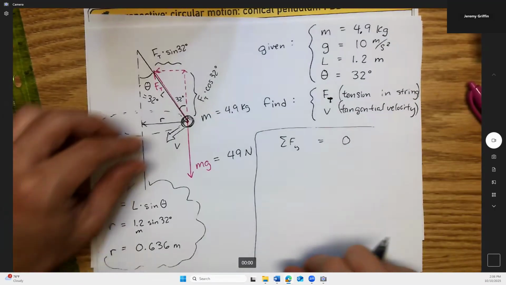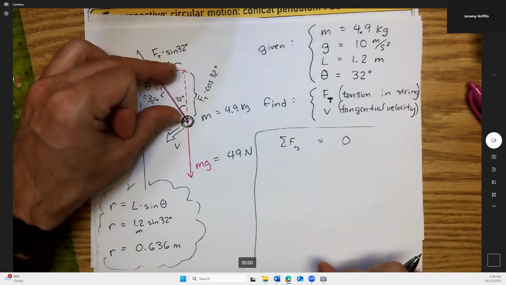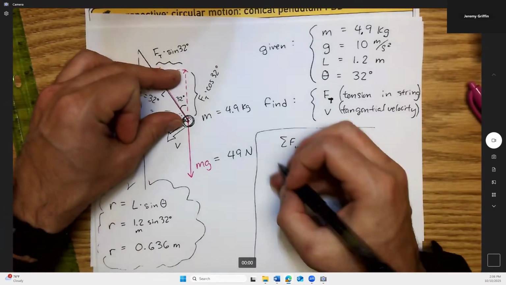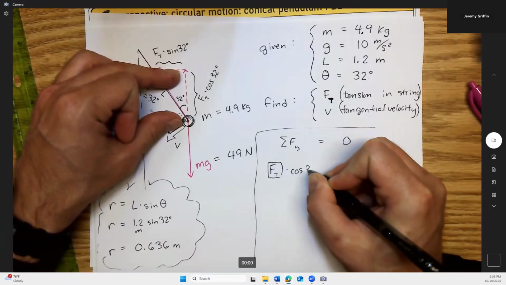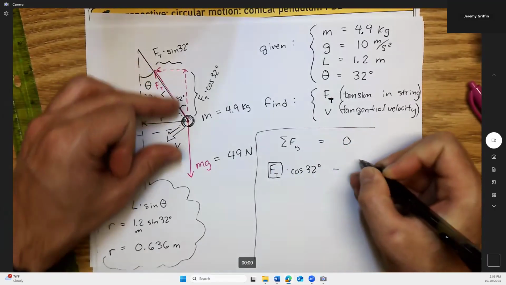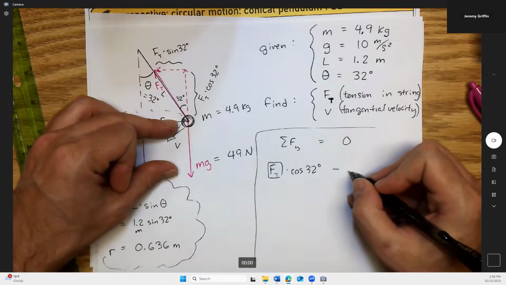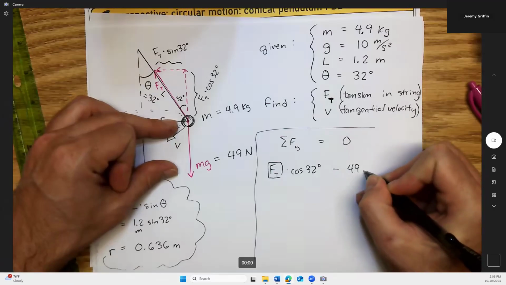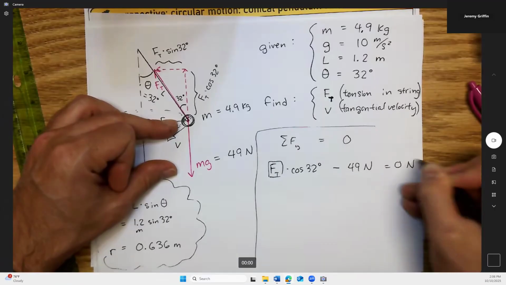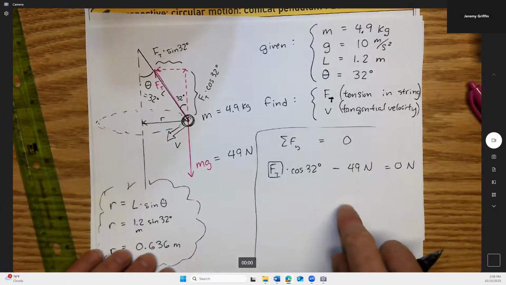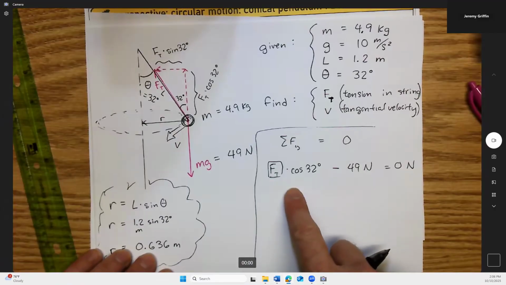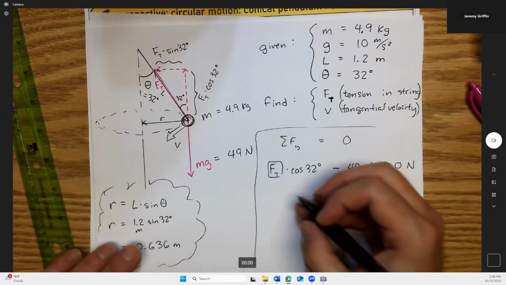And I see two forces or force components. I see the tension partly pulling up with F sub t times cosine 32 degrees, and then minus the weight down, just 49 newtons. That has to zero out, doesn't it? Is that true? Okay, so can you guys do the algebra and solve for tension force? It's just a couple algebra steps away.